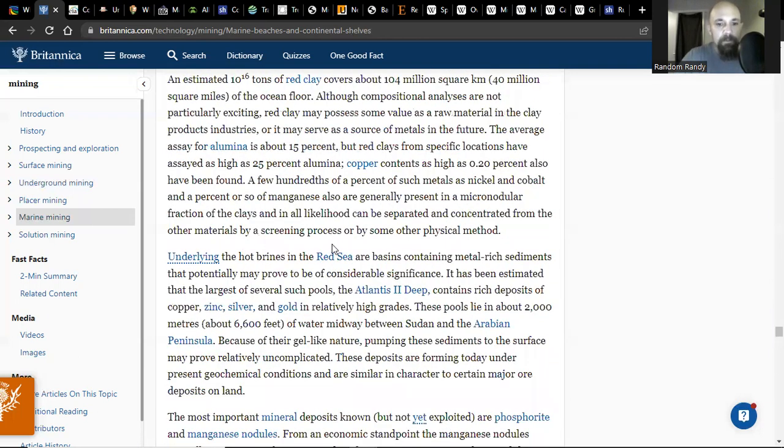And we have areas like this underneath the Red Sea and deep in the Atlantic Ocean. Okay, so under the ocean, we have vast quantities of minerals and metals and things like this. Kind of makes you wonder about those oil rigs. Are they all pumping oil or are they pumping other things?